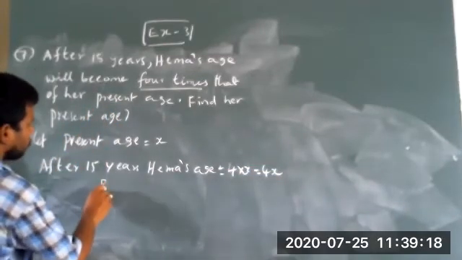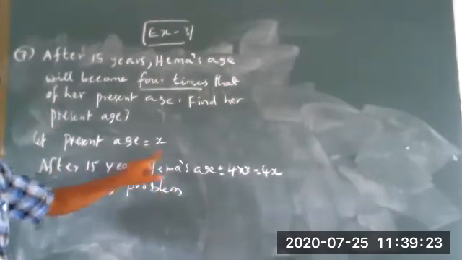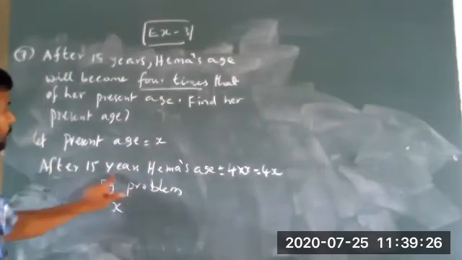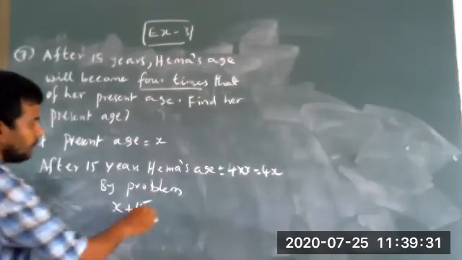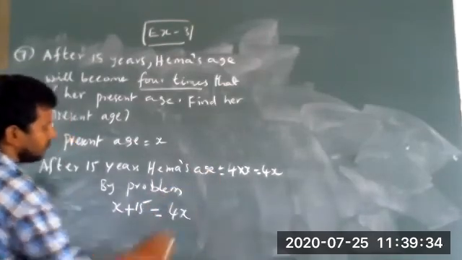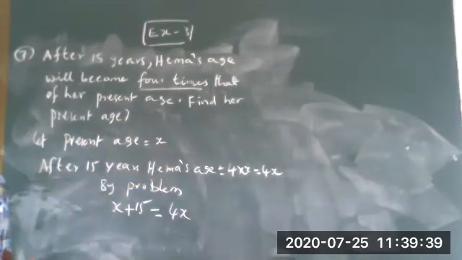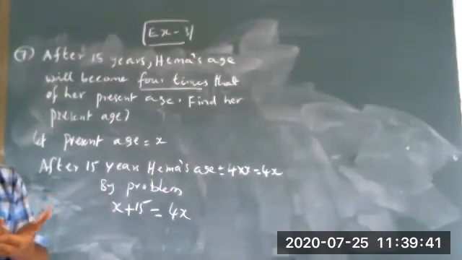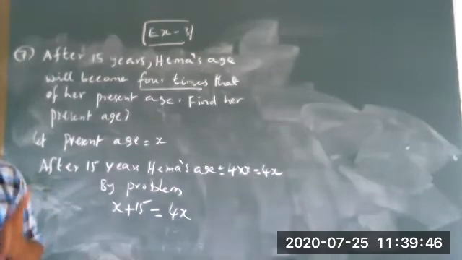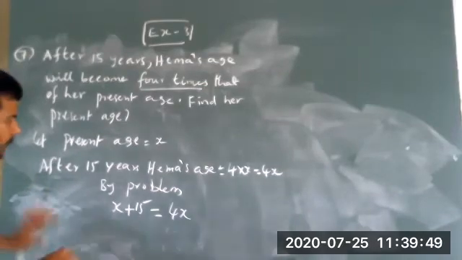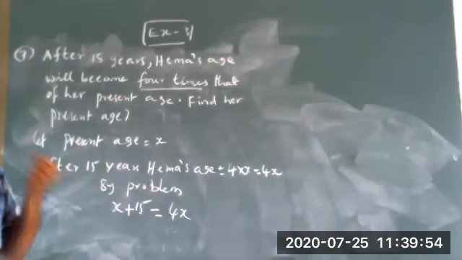So by problem, what about the present age? Yes. After 15 years, after means you can add 15 to the present age. It will be how much, children? 4x. The present age x, after 15 years Hama's age 4x. So by problem, after 15 years, Hama's age will become 4 times that of her present age. That means x plus 15 equal to 4x. Now it is a simple equation.